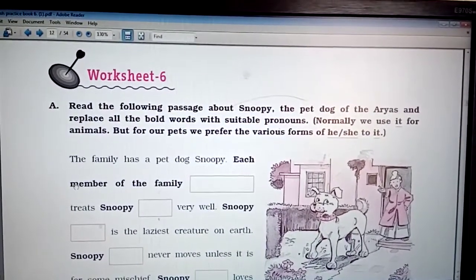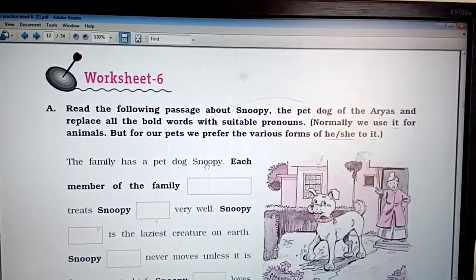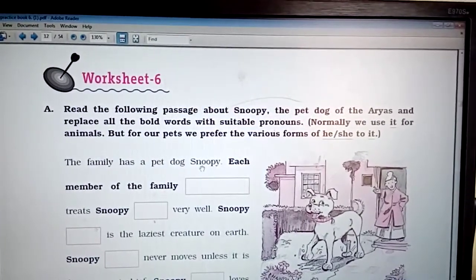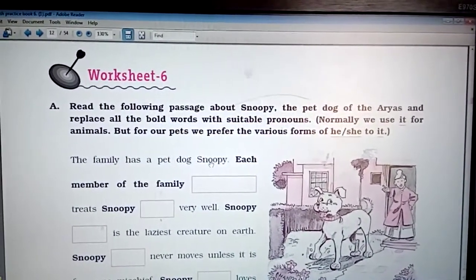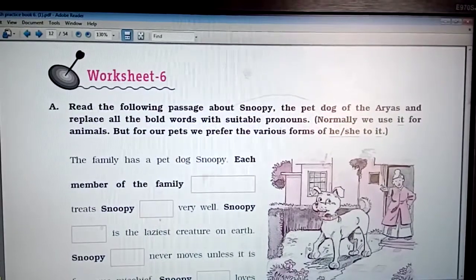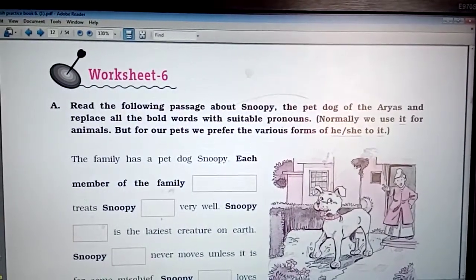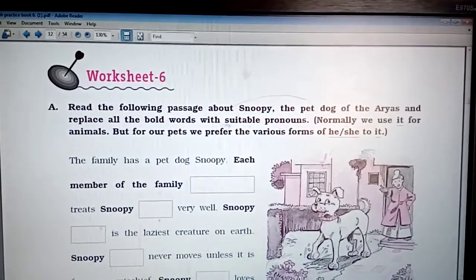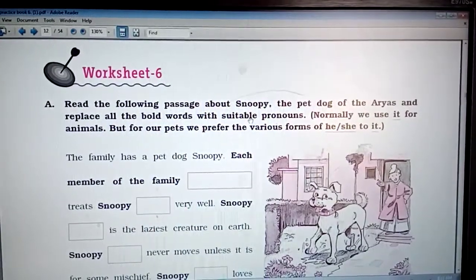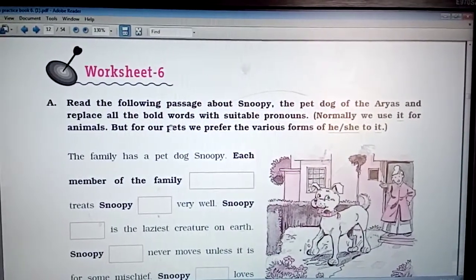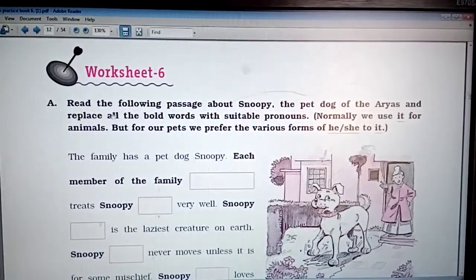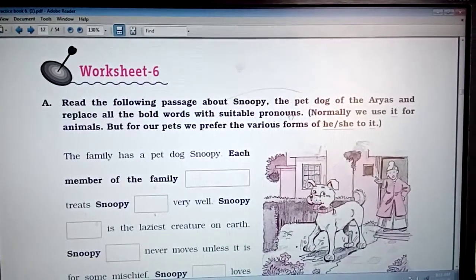Read the paragraph. The family has a pet dog, a Snoopy. Snoopy is the name of the pet dog. Snoopy is a noun here. Each member of the family. So these words are written in bold, and the instruction is given here that you have to use suitable pronouns for the bold words. See here, replace all the bold words with suitable pronouns.